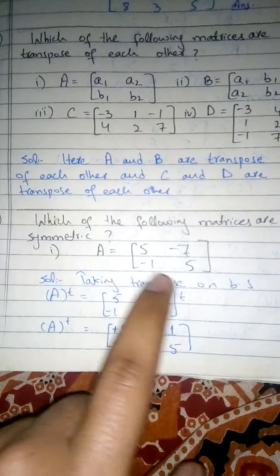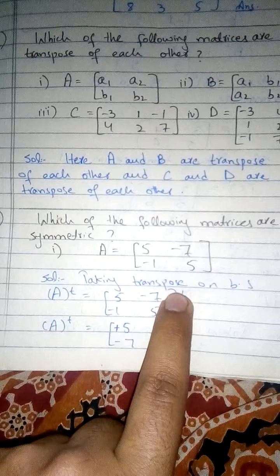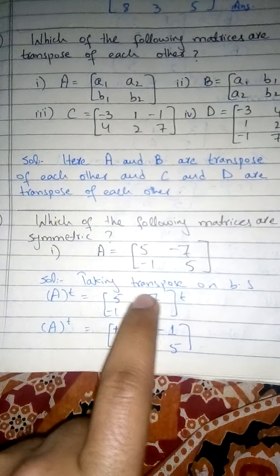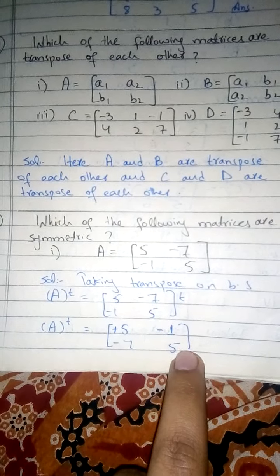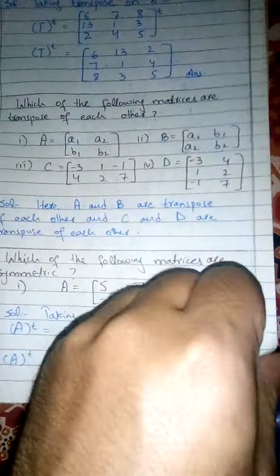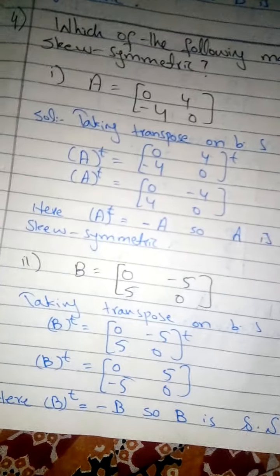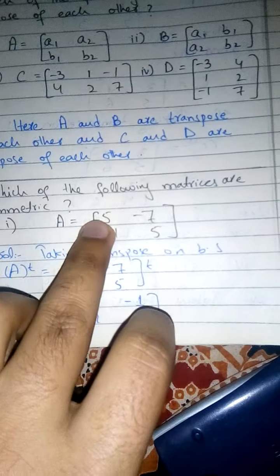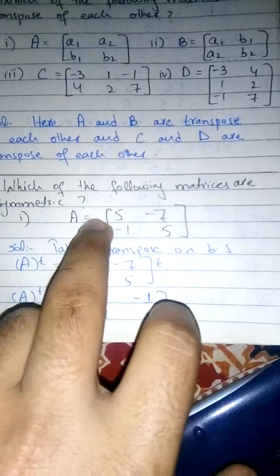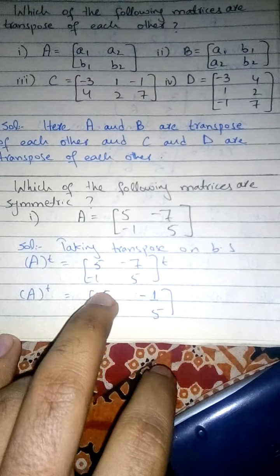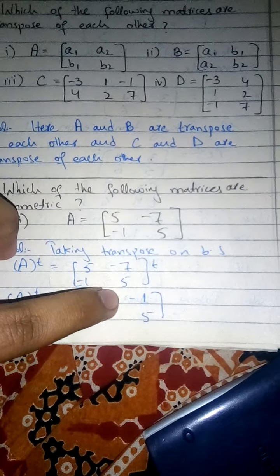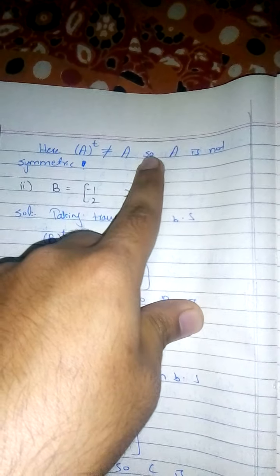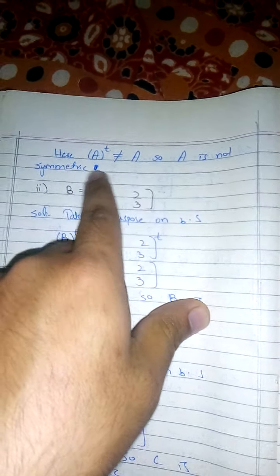this is the first step. You have to apply transpose, and when you solve this transpose, the first row will convert into the first column and the second row will convert into the second column. So if you see here, in A, 5, -7 is the first row, and in the solution, 5, -1, -7 is changed with minus. So the transpose of A is not equal to A, so A is not a symmetric matrix.